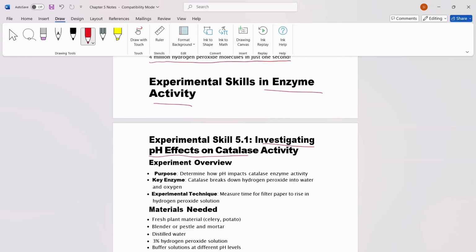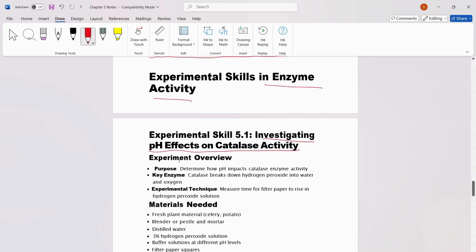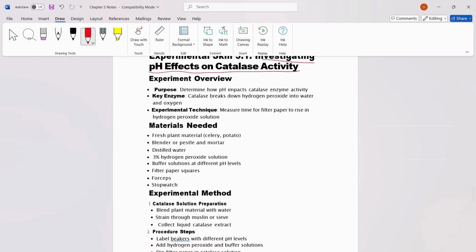Investigating pH effects and catalase activity. Experiment overview. Purpose: determine how pH impacts catalase enzyme activity. For this we can use the key enzyme catalase. It breaks down hydrogen peroxide into water and oxygen. The technique is to measure the time for filter paper to rise in hydrogen peroxide solution.